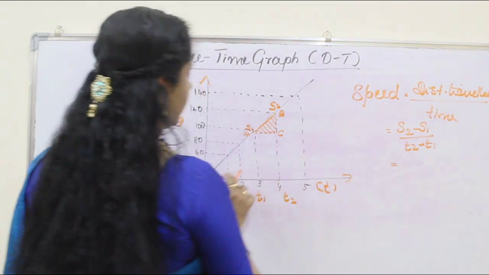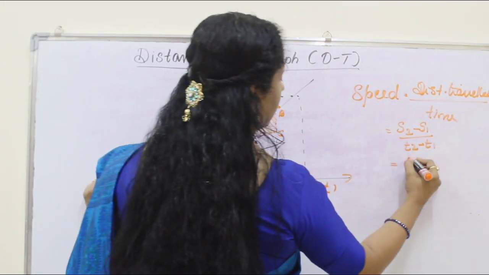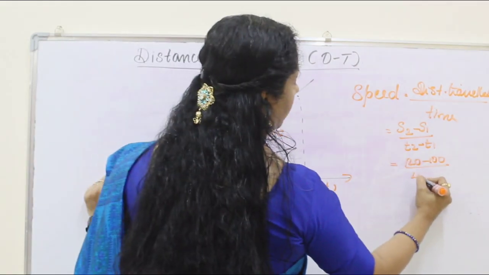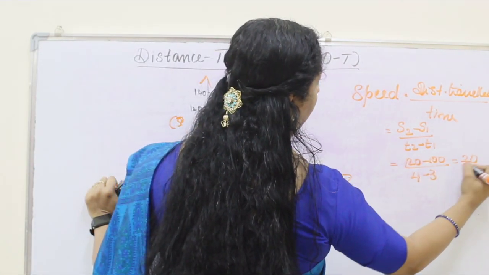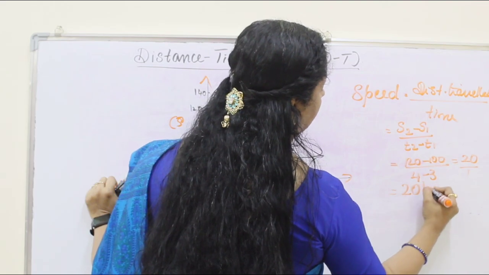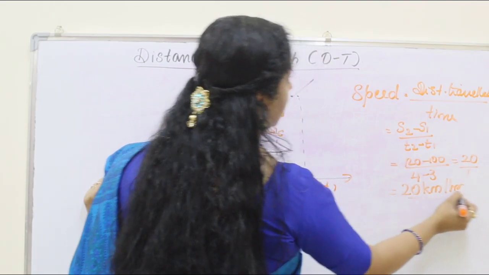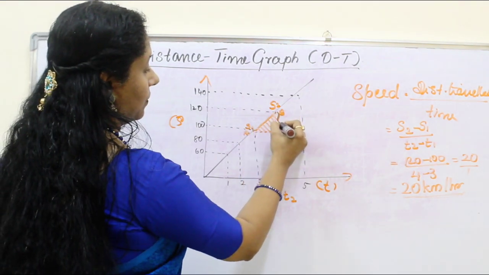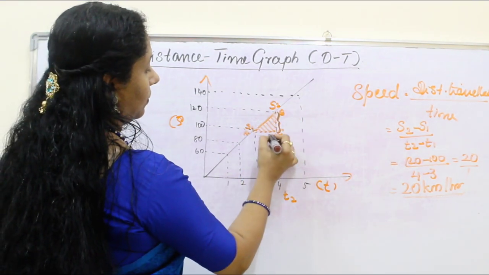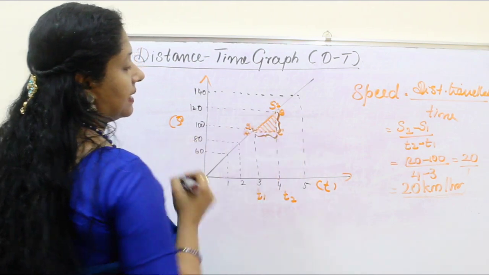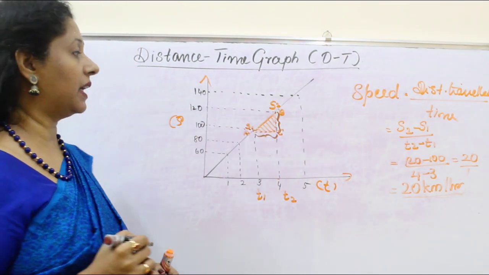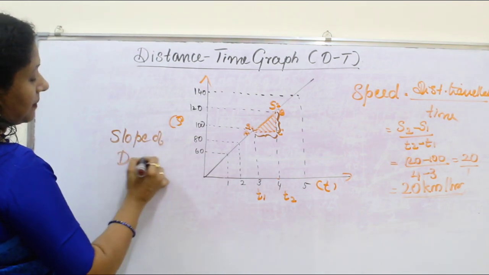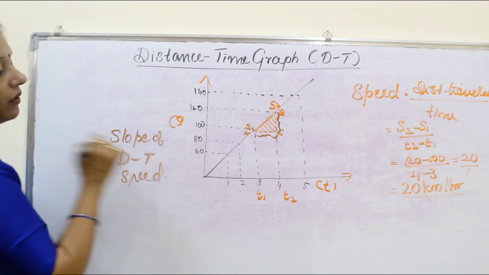So S2 minus S1, what is S2? 120 minus 100 upon, what is T2 minus T1? 4 minus 3. So 20 upon 1. So 20 kilometer per hour is the speed of this body. So we found out the distance S2 minus S1 and also T2 minus T1. So BC by AC, that is nothing but the slope of the graph. So the slope of the DT graph helps us to find out the speed of the body.